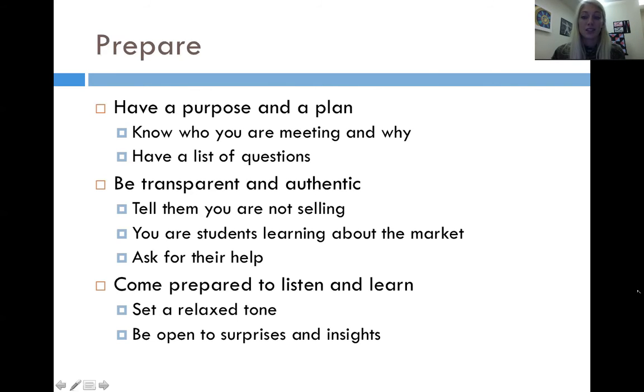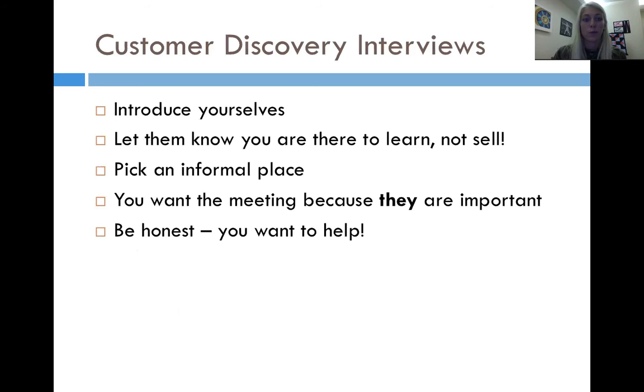It's also important to ask for their help. If you say you got referred to them by someone, or you heard they have a lot of industry experience and expertise, and ask them for their help and insights, they'll be a lot more willing to share because you just gave them a compliment about their opinions. And finally, come prepared to listen and learn. Set a relaxed tone and be open to surprises and insights. It's important to maybe record these or at least take notes so you can refer back to them later. Think about the key lessons you took away from each interview.